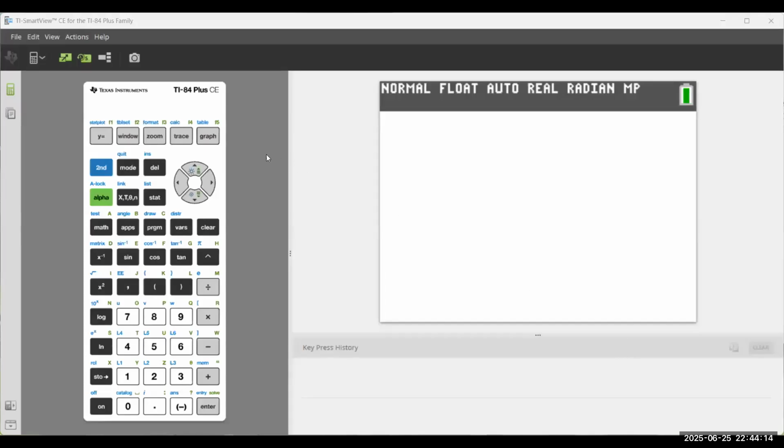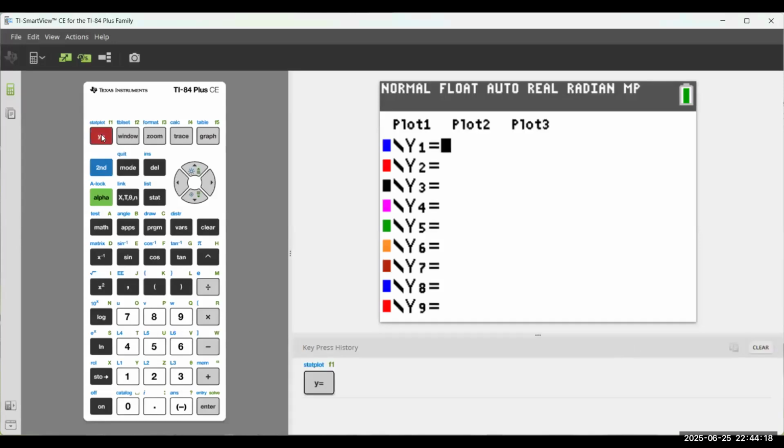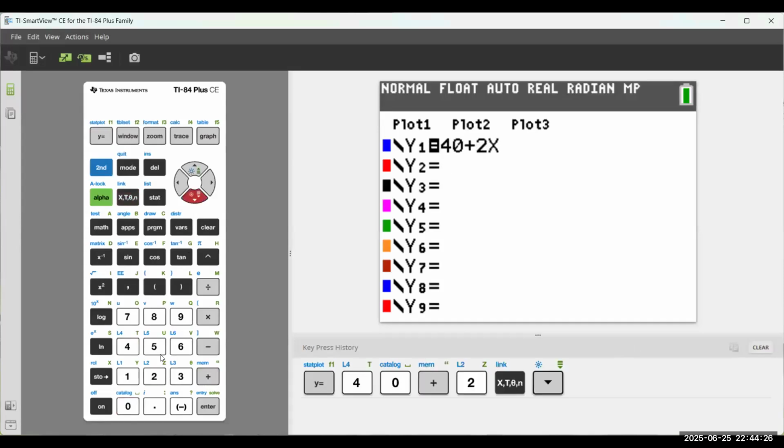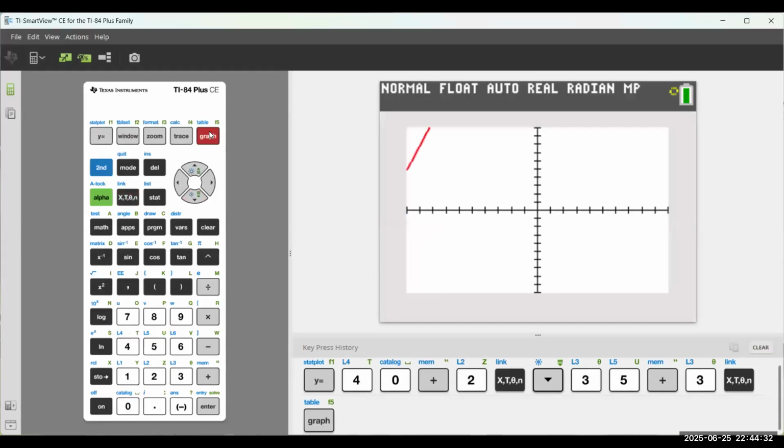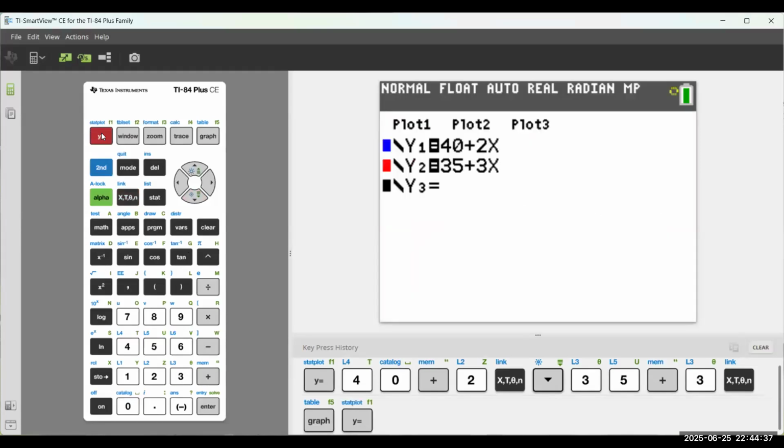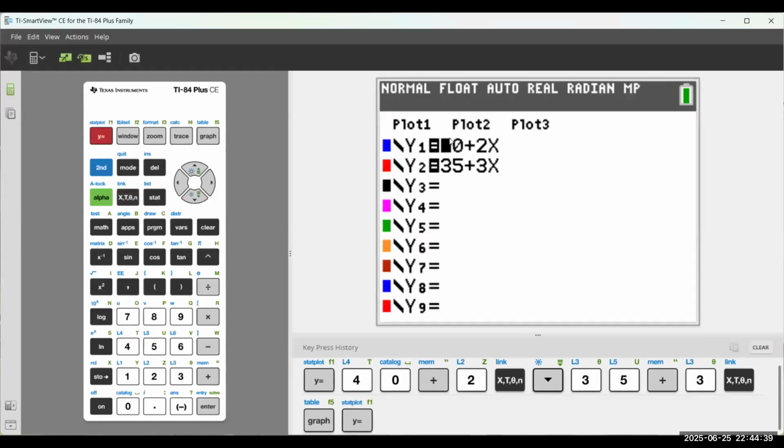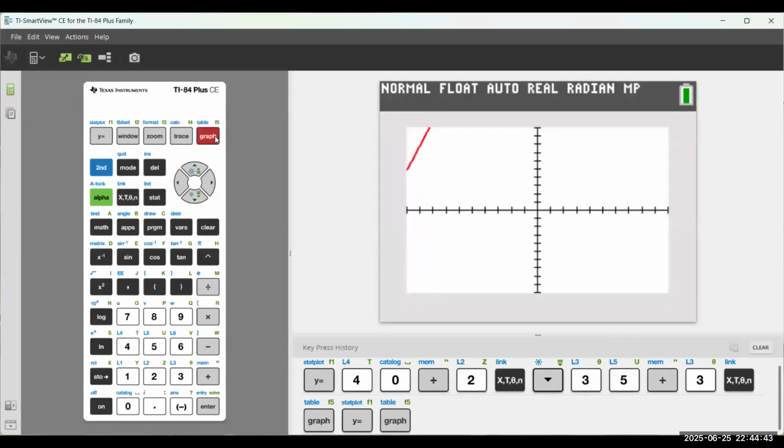On the handheld calculator, anytime you want to graph, go up here to y equals. And we're going to type in both of those equations. So the first one was 40 plus 2x. And the second one was 35 plus 3x. All right, so I'm going to click graph. And here's the problem. My graph is off of the screen. If you think about these equations, my y-intercepts are 40 and 35. So they are very high up on my graph.